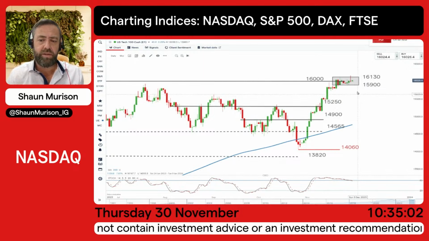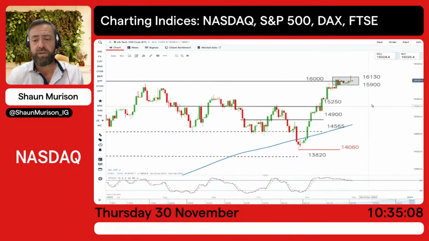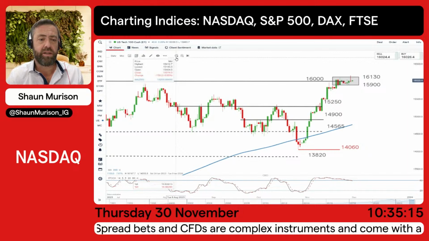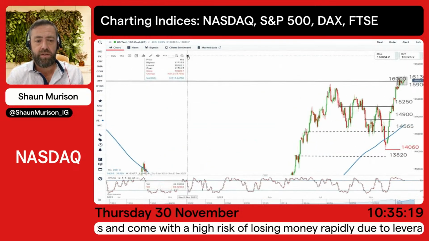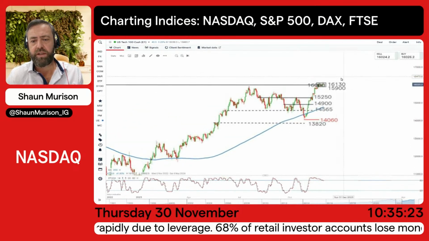Another, probably a higher risk consideration for long entry would be if the price was to break up out of this range to the upside and close above that 16,130 mark. In which case, you might consider having a stop loss on the close below that 16,000 mark while you start targeting the historical levels there. So we've just lost it there. But you could also just project the height of this range.